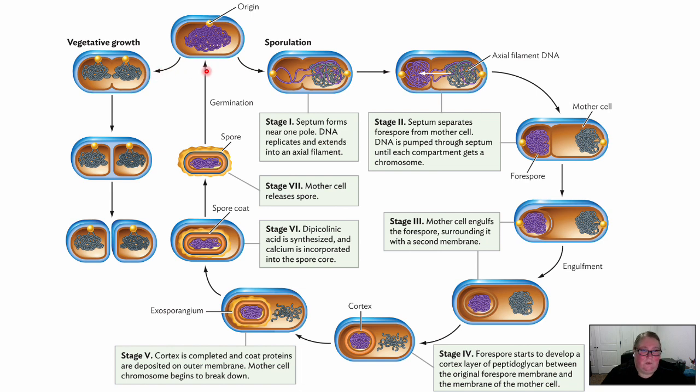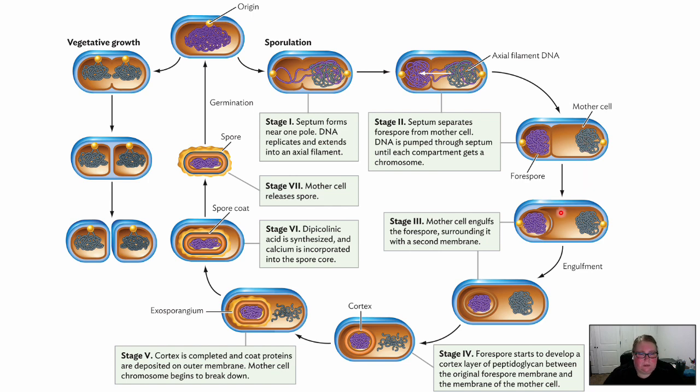Okay, so the first step is the same. We are going to copy the genome, so we're going to have two circular chromosomes. In sporulation, the septum is going to form closer to one side than the other. We're going to pump that DNA past the septum, so we're going to have two genomes on two distinct sides of the bacteria. The septum is going to form what is called the forespore, and the rest of it is going to be the mother cell, what's remaining of the living cell.